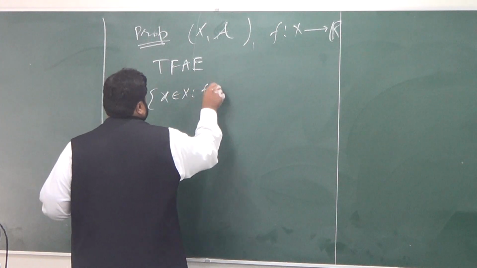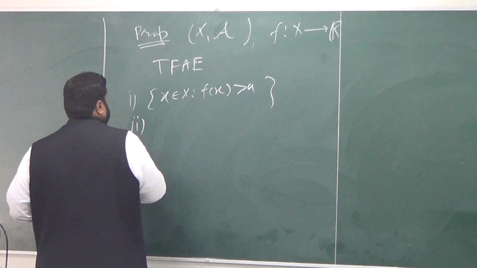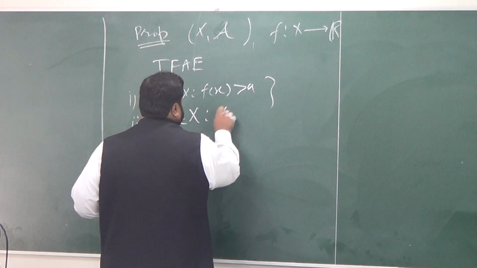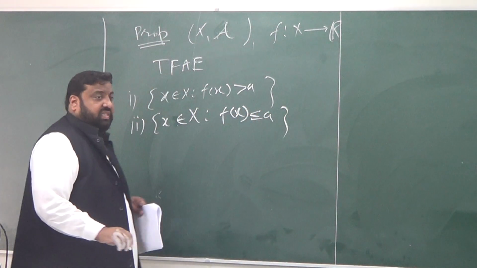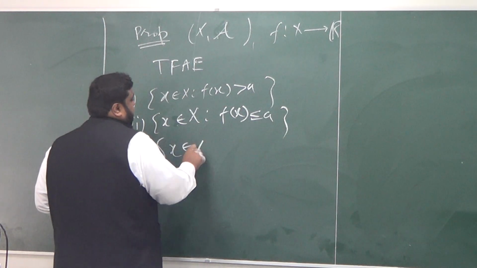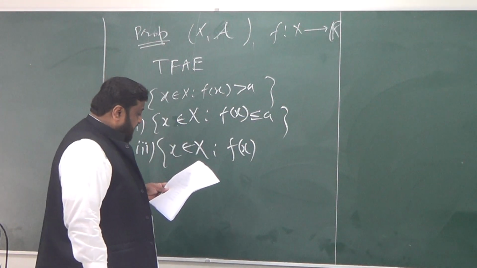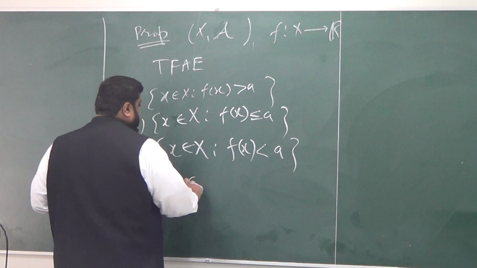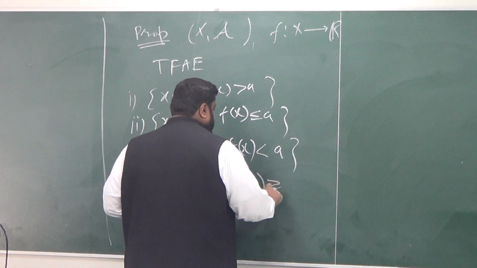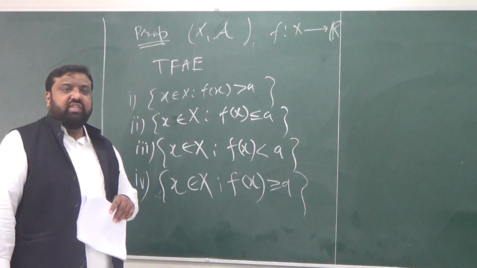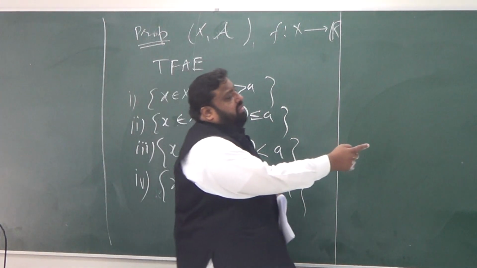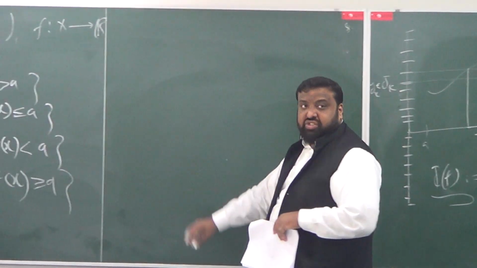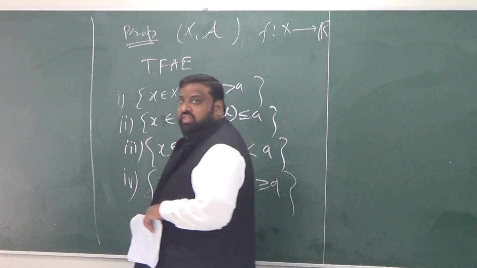Number one: the set of x in X such that f of x is bigger than a. Second: the set of x in X such that f of x is less than or equal to a. Third: the set of x in X such that f of x is strictly less than a. The fourth is the set of x in X such that f of x is bigger than or equal to a. So it's not only this semi-infinite interval that gives you measurability; you can use any of these conditions to prove that f is measurable. Is it making sense?